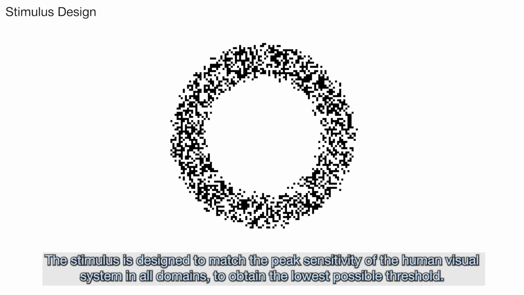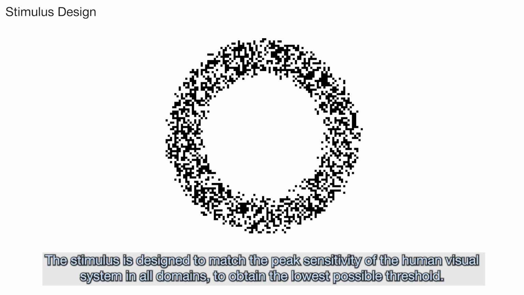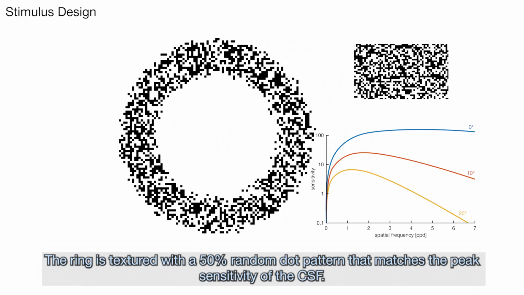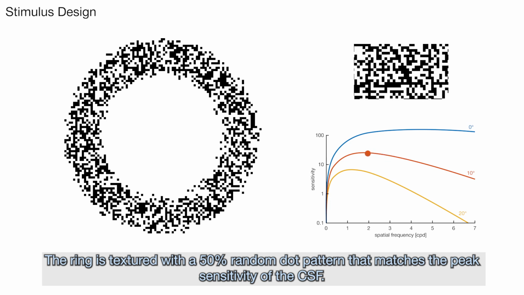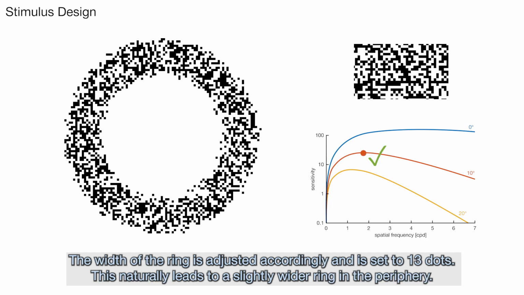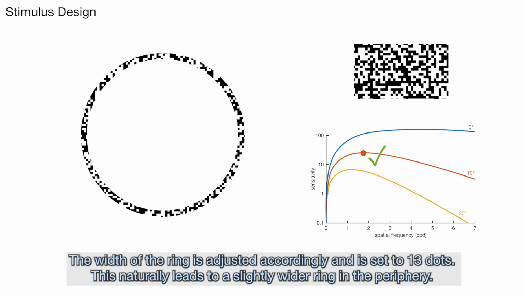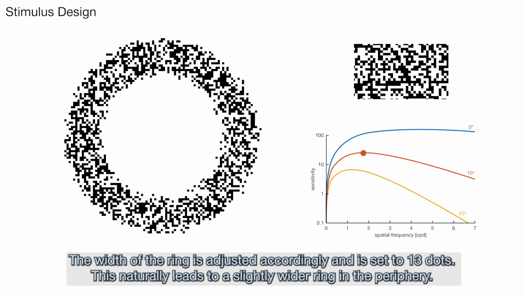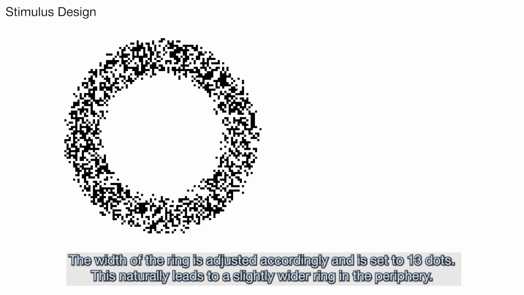The stimulus is designed to match the peak sensitivity of the human visual system in all domains to obtain the lowest possible threshold. The ring is textured with a 50% random dot pattern that matches the peak sensitivity of the CSF. The width of the ring is adjusted accordingly and is set to 13 dots. This naturally leads to a slightly wider ring in the periphery.